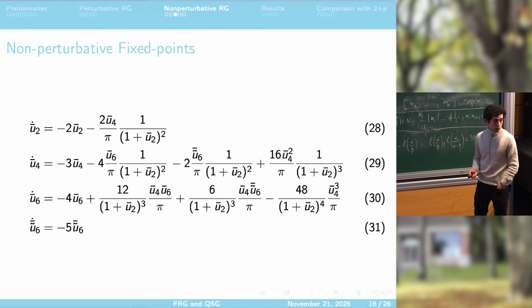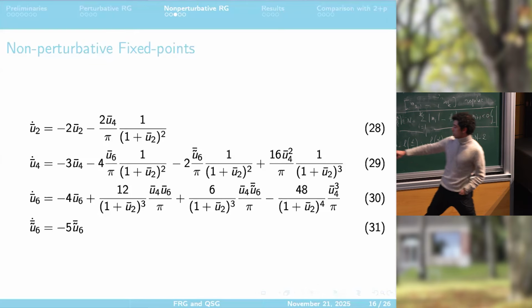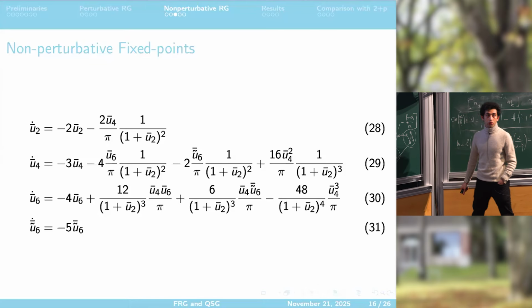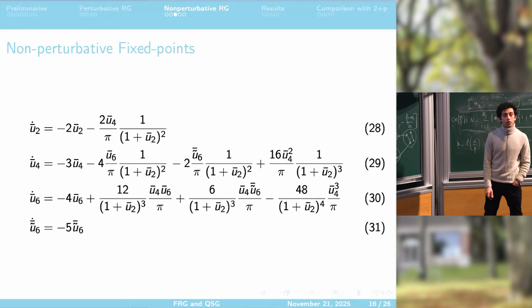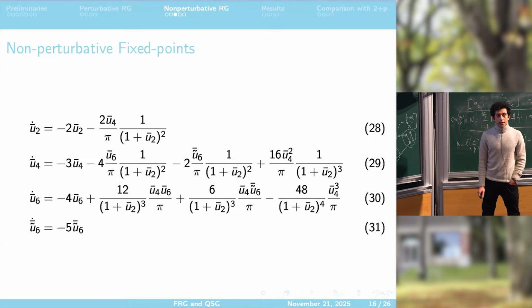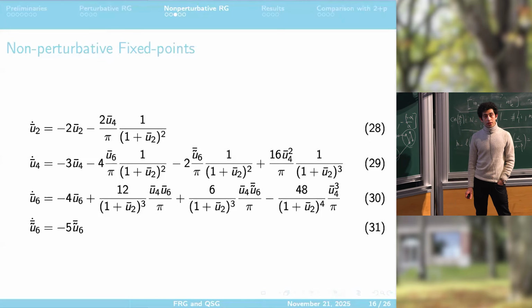But this diagram, which one? So this is this one. So we have U4 cubed. So this is U4. Can you have more loops, more building blocks in this? So you can't.